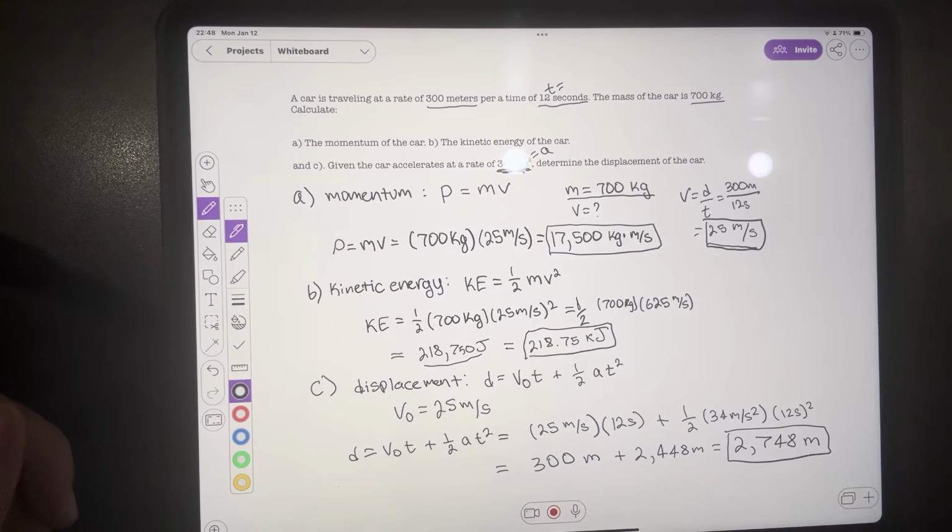And that's how you would determine the momentum, the kinetic energy, and the displacement of the car.